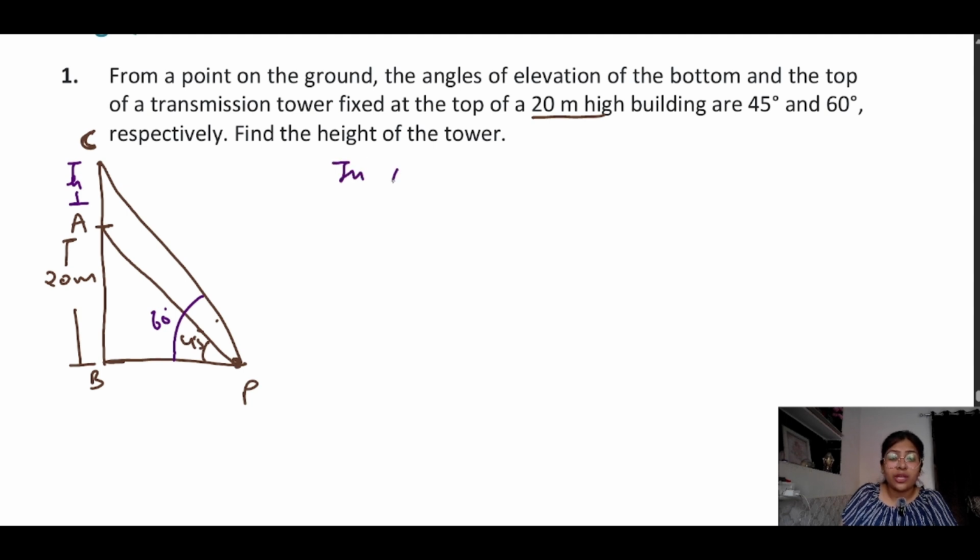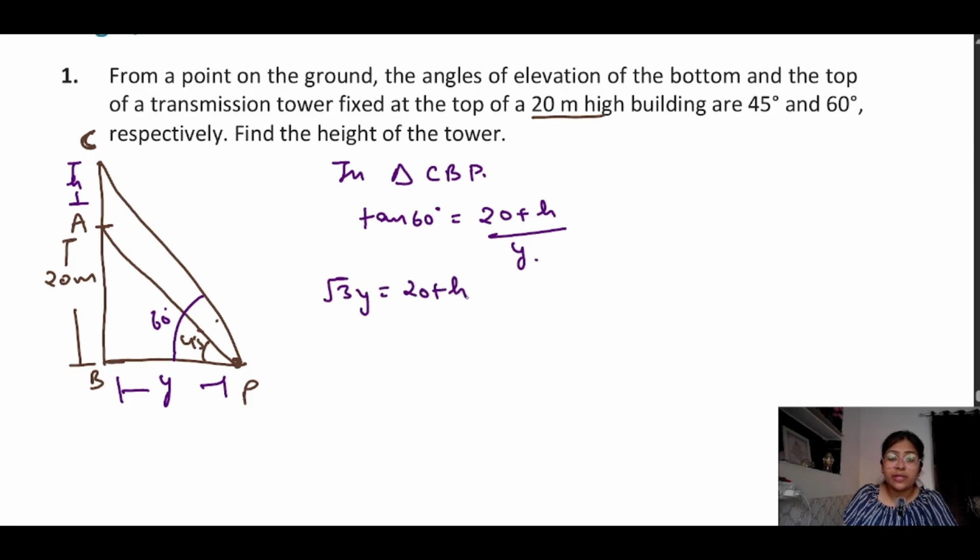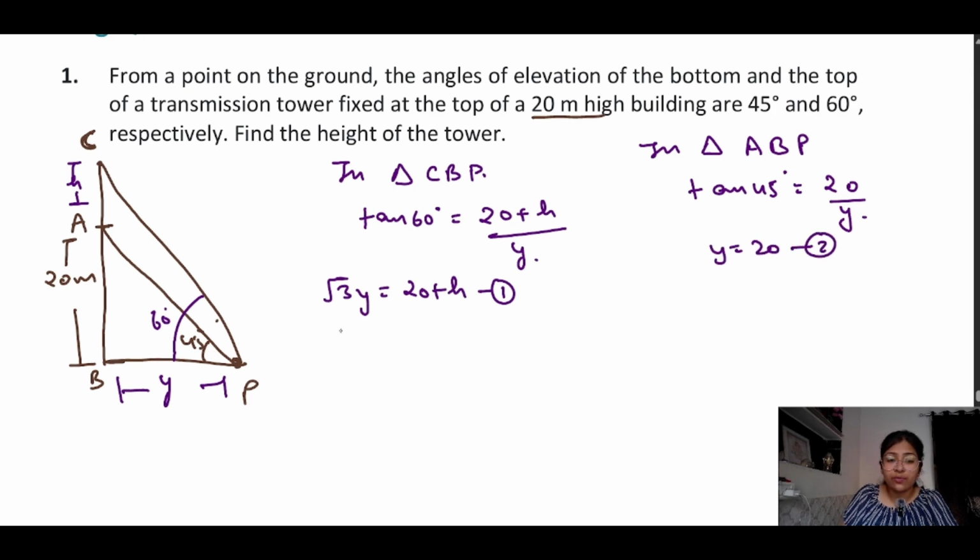Okay. Now, in triangle CBP, tan 60 degree is equals to 20 plus h divided by BP. Let this BP be y. So root 3y equals 20 plus h. This is the first equation. Now in triangle ABP, tan 45 equals 20 over y. So y equals 20. From the first and second equations, you will get 20 root 3 is equals to 20 plus h. So h is equals to 20 bracket root 3 minus 1.